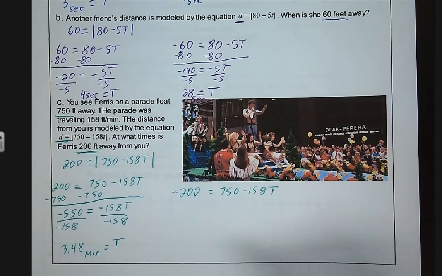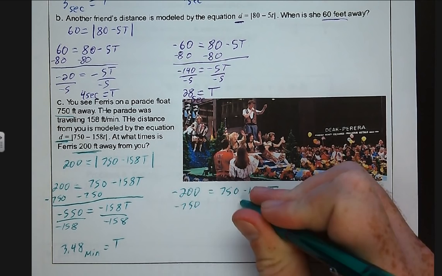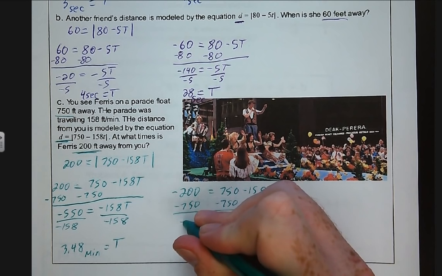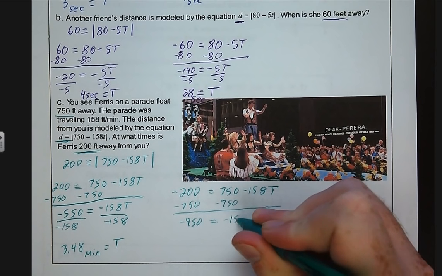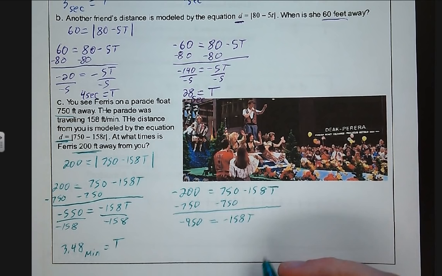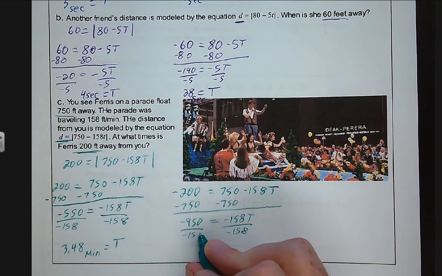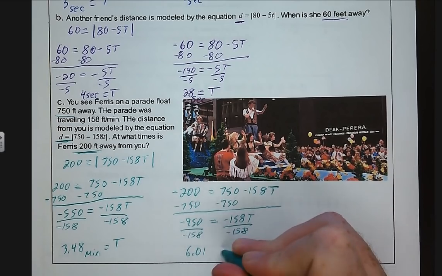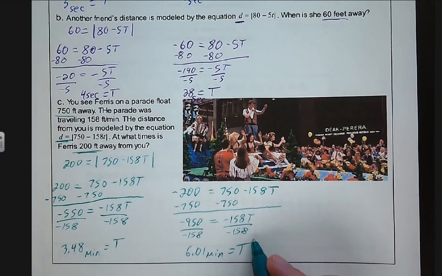Okay, so we're going to solve the second one, the negative one. So we're going to subtract 750 from both sides again. We have negative 950 is equal to negative 158t. Divide both sides by negative 158. Negative divided by negative is positive, 6.01 minutes. So those are our two answers. Okay?